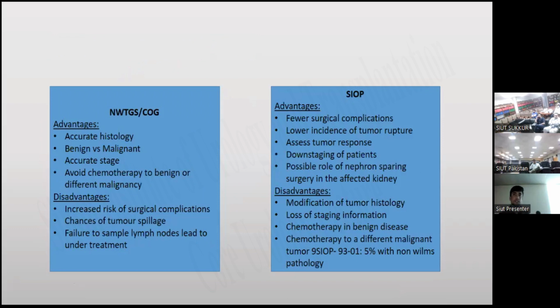So the advantage of the core guidelines is that we get an accurate estimate. We can decide between benign versus malignant disease. We get an accurate stage because we go for upfront surgery, so it is not affected by the tumor. We get the original information, and we avoid giving therapy to benign disease.